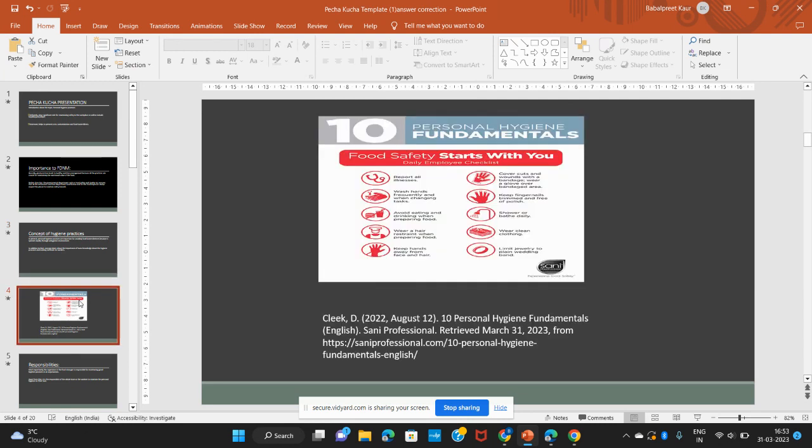Next, there are the 10 fundamental personal hygienic practices, like we have to wash our hands thoroughly, we have to wear neat and clean clothes, and always report an illness to the supervisor or the manager. It is very important.